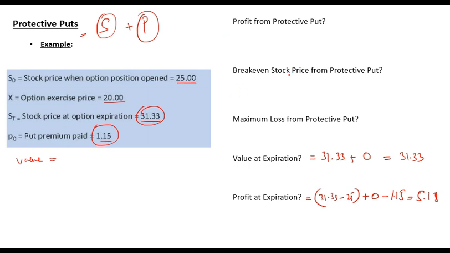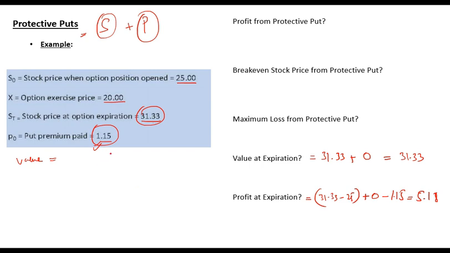Moving on, what is the break-even stock price? So at the start, what is your gain or loss? When you initiate this position, when you make a protective put, what is your gain or loss? 1.15 is the loss. Why? Because when you started, you have paid a premium. When you pay a premium, you have a loss of 1.15. So that means at the start, you are at a loss of 1.15.